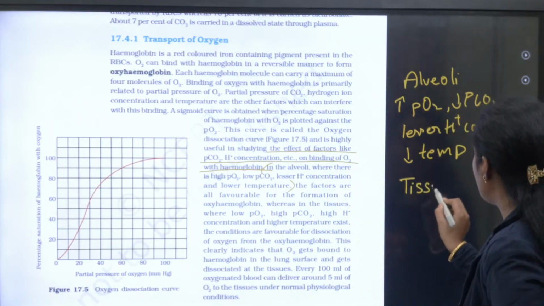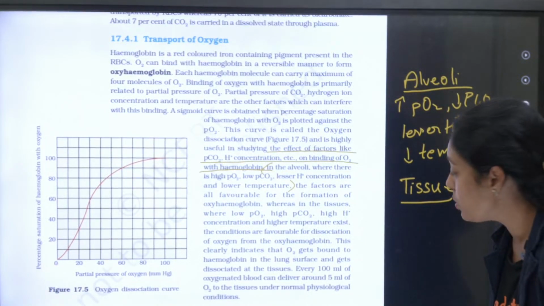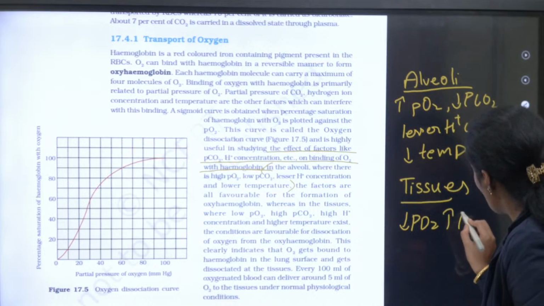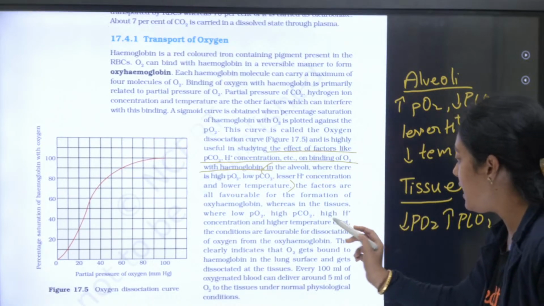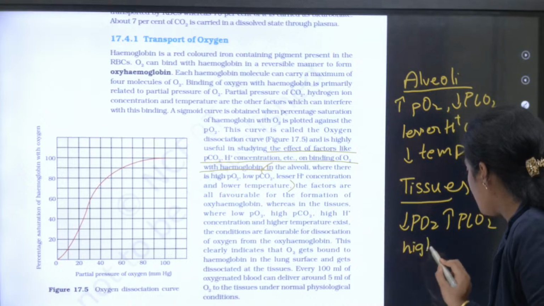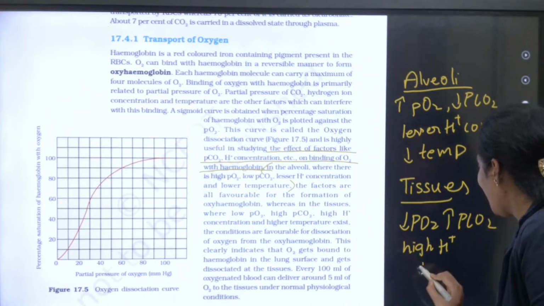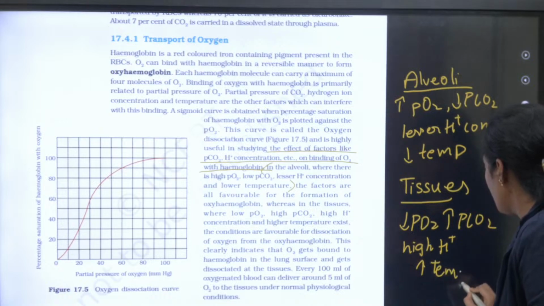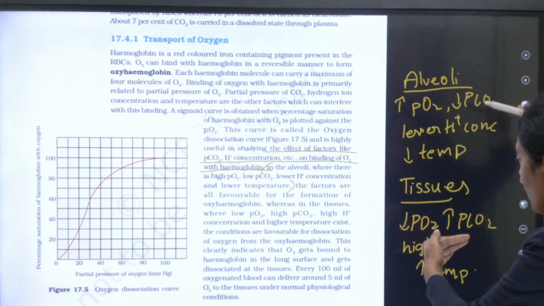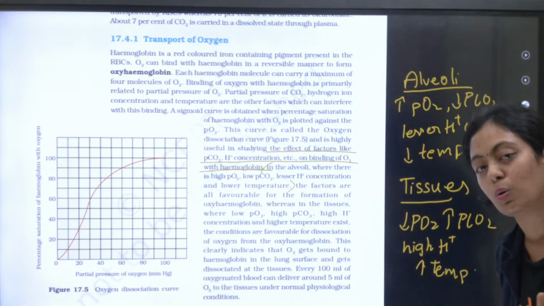Now the same blood comes to the tissues. In tissues it is exactly the opposite. So in tissues what will be there? In tissues the PO2 will be low, PCO2 will be high. Can you see? Low PO2, high PCO2, high H plus concentration, and you will also have high temperature. Understand this, it is simple. So this is what is happening in alveoli, and this is what is happening in tissues. And this is how you should make your notes.